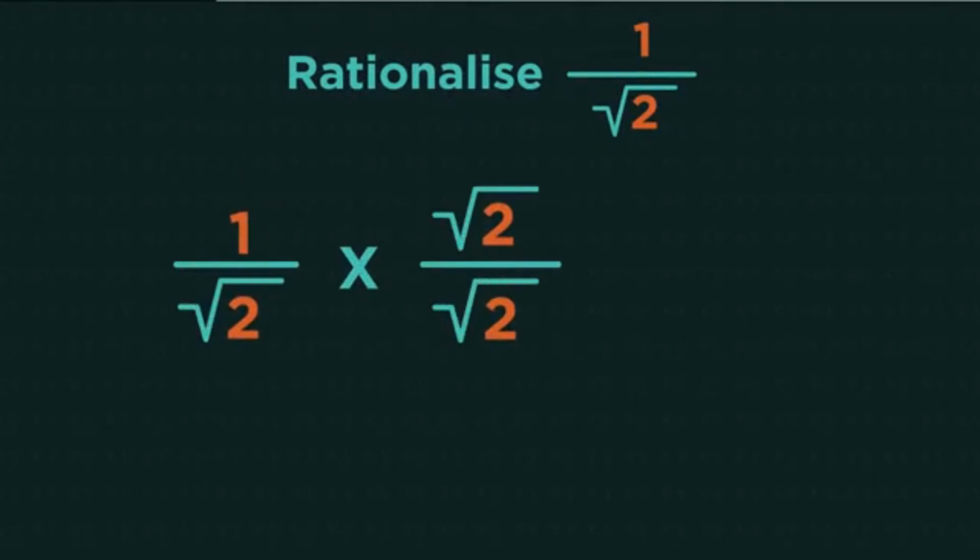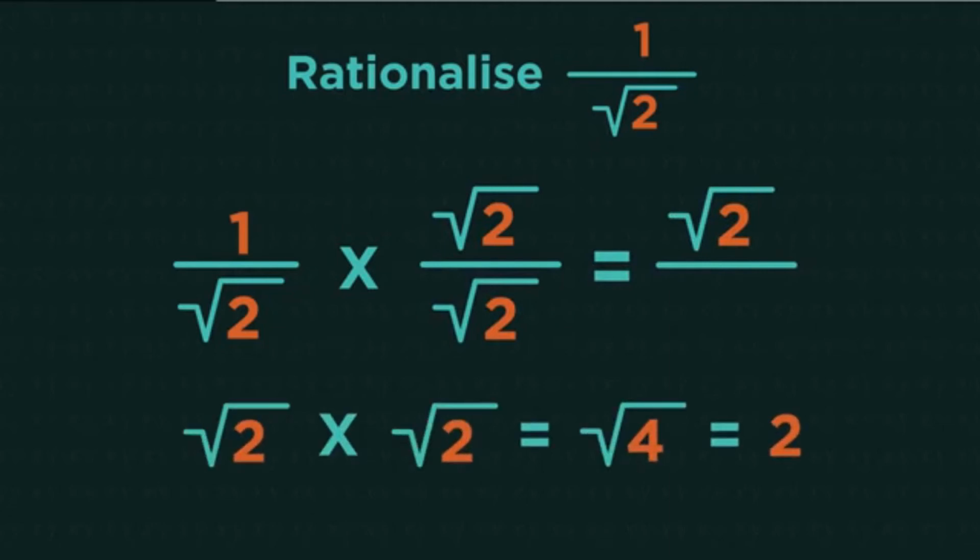Multiply both the top and bottom by the root, and we get 1 multiplied by root 2, which equals root 2, and root 2 multiplied by root 2, which is 2, because the rules of surds means that we do 2 times 2, which is 4, and the square root of 4 is 2. You can check this yourself on your calculator.